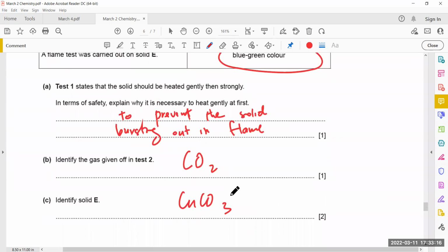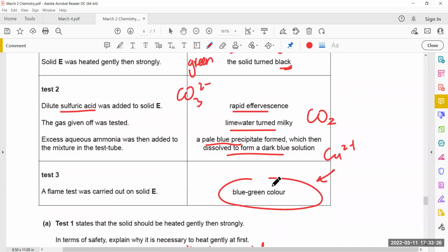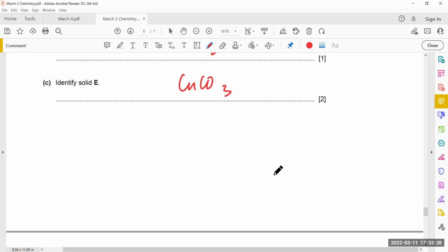I think this one everybody got correct. Did you all get it correct? Yes? Yeah, okay.